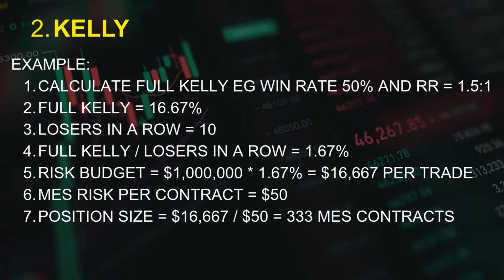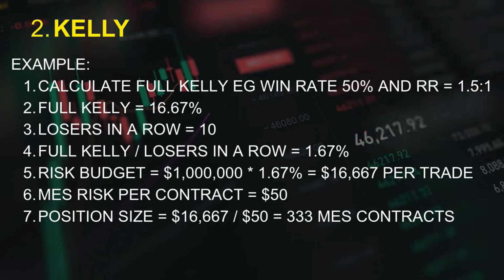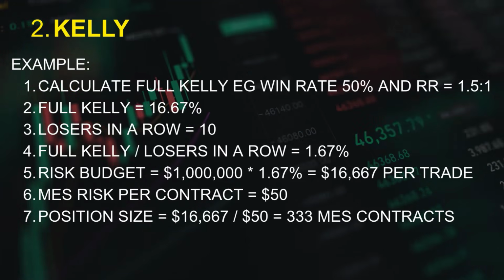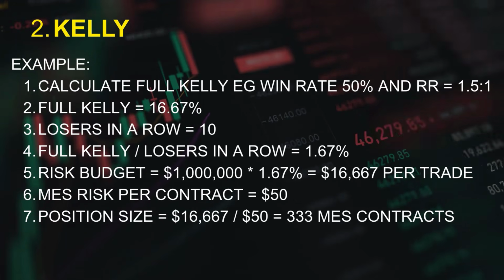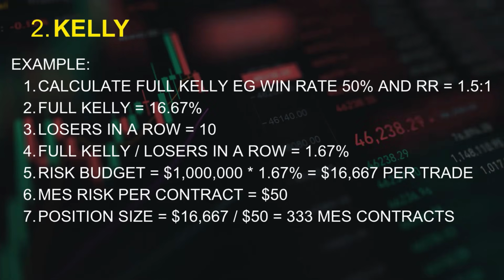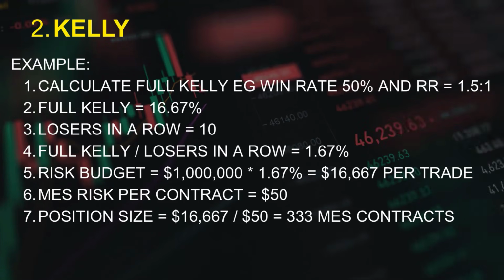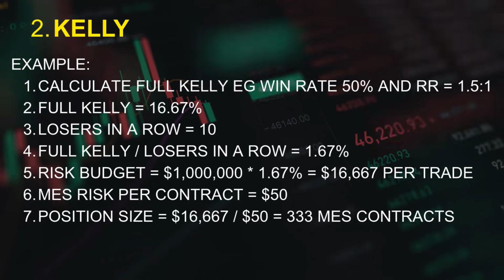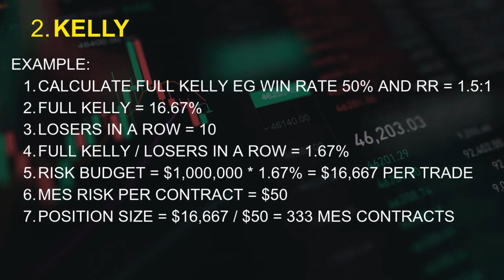So a quick Kelly example here for you. We're going to use the losers in a row method. First of all, we calculate the full Kelly. We've got a win rate for our strategy of 50% and a risk-return of 1.5 to 1. That gives us a full Kelly of 16.67%. That would be too chunky for me for any one trade, so we divide that by 10 to give us 1.67% per trade.